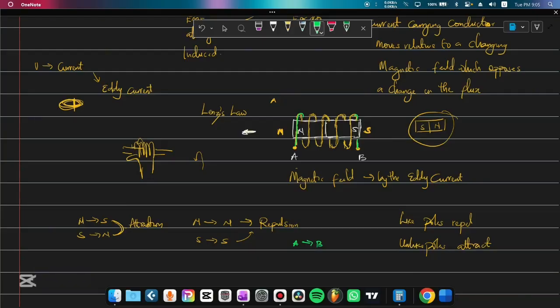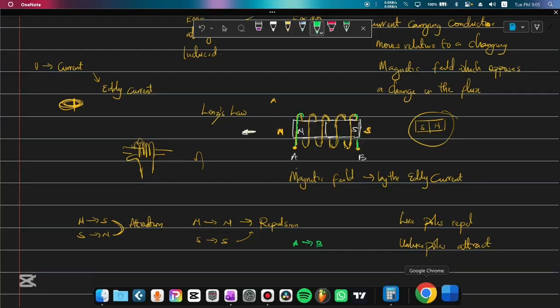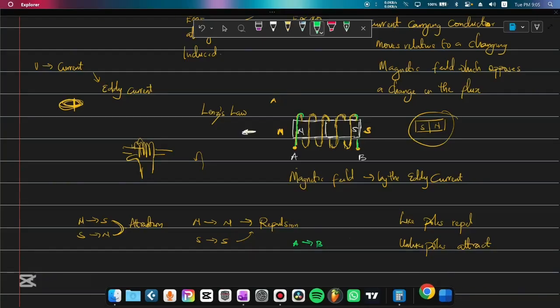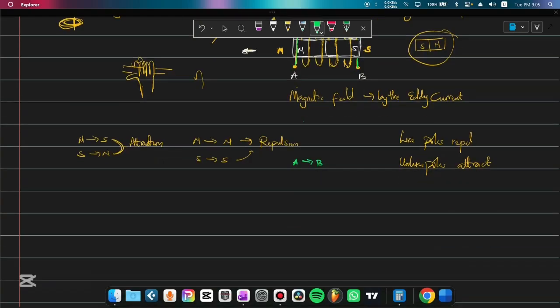Let me get an animation for you. I think that would make you understand faster. You always have to look at the coil. Where is the front of the coil? Questions on Lenz's law, so you always have to be careful. Where is the front of the coil and where is the back of the coil?